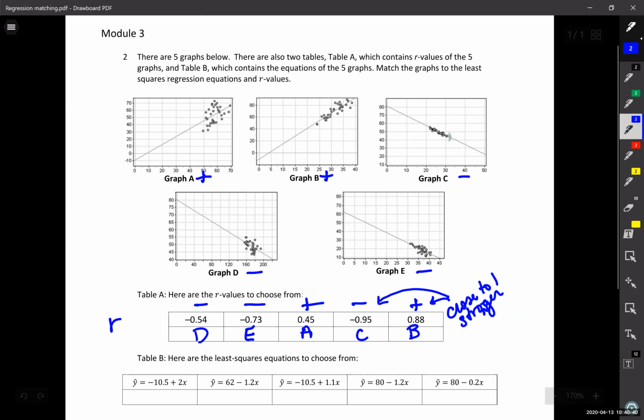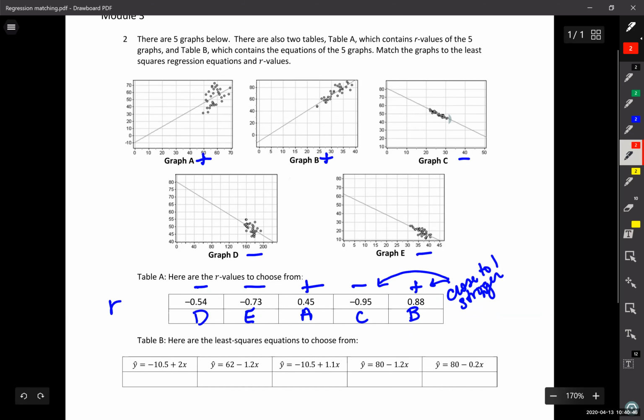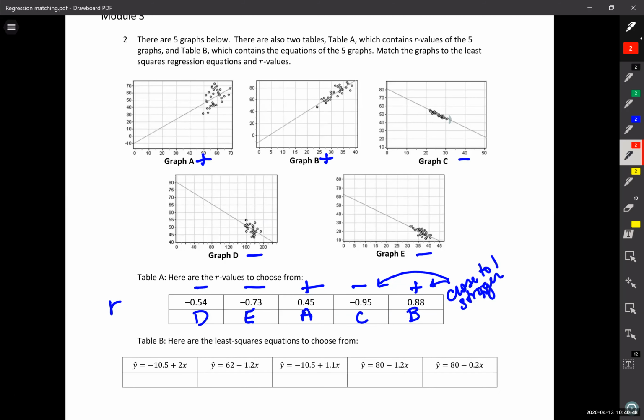Now, we're going to look at table B, which is looking at slope and y-intercept. And just like table A, some of these pictures are going to be easier to figure out than others, and we'll just narrow down the harder ones.